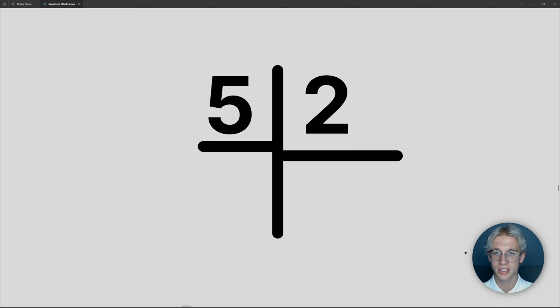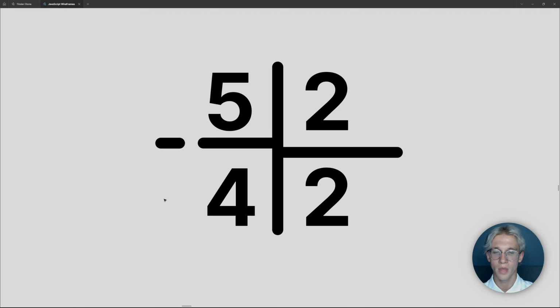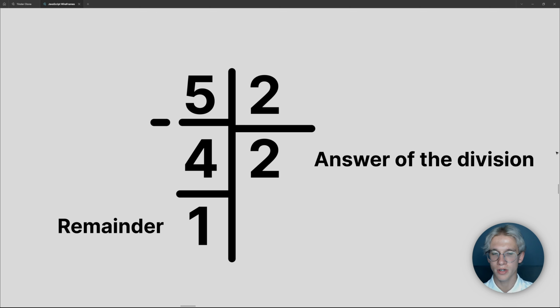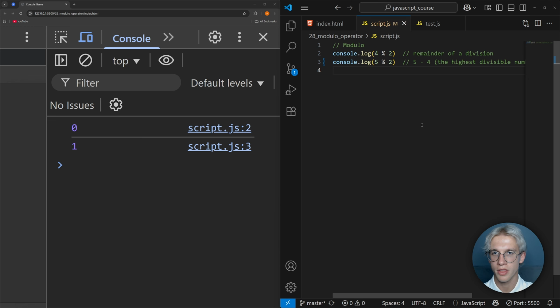Now let's repeat the same process, but with a new equation, 5 divided by 2. In this case, the highest divisible number is 4, and then in the answer field, I write 4 divided by 2, which is 2. And then I need to subtract 4 from the 5, so it gives 1. And now our answer is the same, but the remainder is different. And if you look to the console, this is exactly what we have when I type 5 modulo 2.